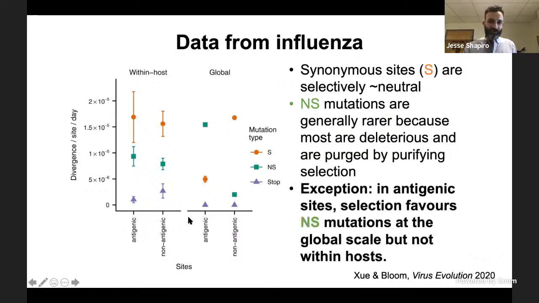The exception, of course, is this column, in antigenic sites. Selection appears to favor non-synonymous mutations at the global scale. So at the global scale, we have a really high rate of non-synonymous mutations, but we don't really see this within individual hosts. This supports the model that in flu, we do have high rates of evolution. That could be due to immune escape, so selection to avoid the antigenic or antibody response, but this really happens at the global level, not within hosts. Okay, so we basically copied this.